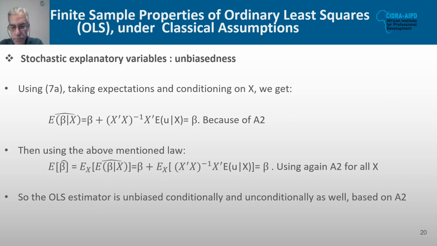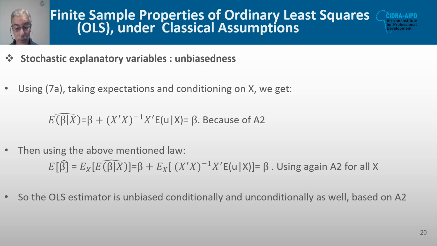So, let's prove unbiasedness of the OLS estimator for the case of stochastic explanatory variables, or stochastic regressors. If you use equation 7a and take expectation conditioned on X, we get the expression in the first equality of this slide. The expectation of beta hat given X equals beta plus X transpose X inverse X transpose, and then the expectation of U given X. But this expression, because of A2, is 0. So the expected value of beta hat given X equals beta.